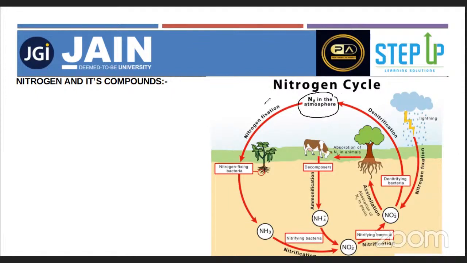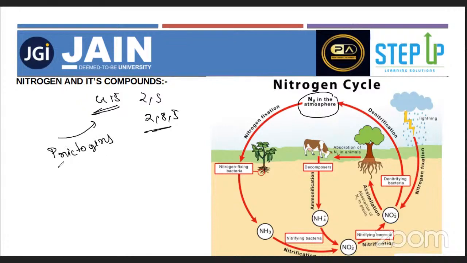So we are talking about group 15 now, group 15 elements, non-metals, talking about nitrogen 2,5, phosphorus 2,8,5, those are group 15. Group 15 is basically known as what? These are known as pnictogens. Pnictogens are normally poisonous. So this is what pnictogen is.